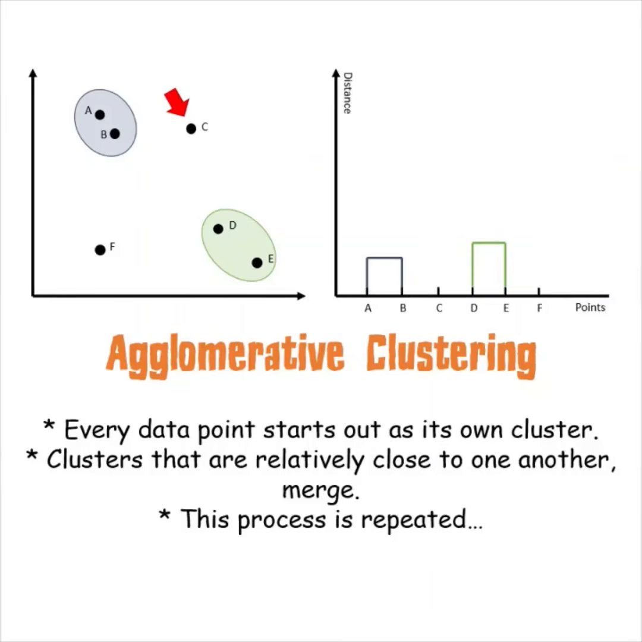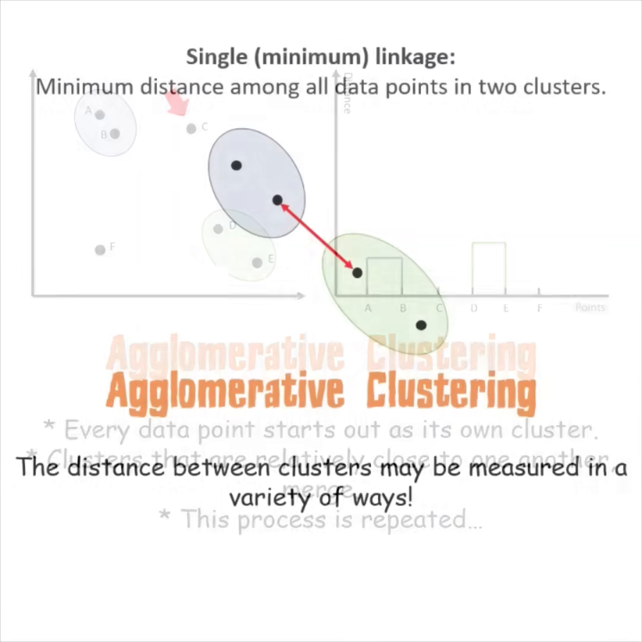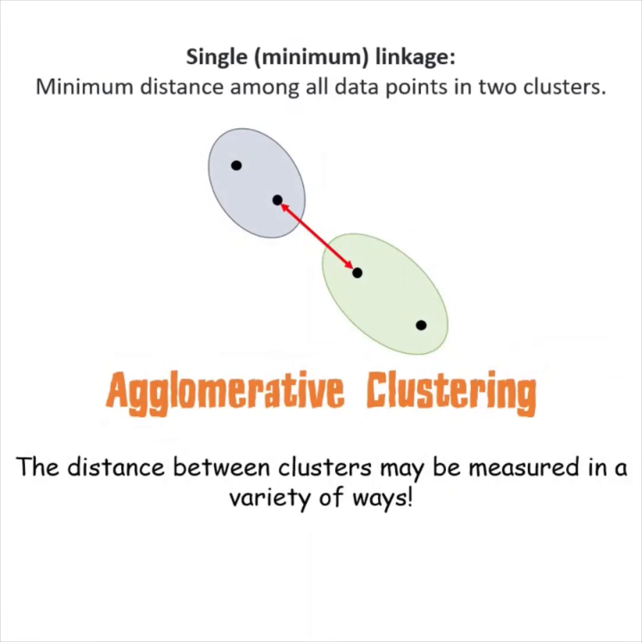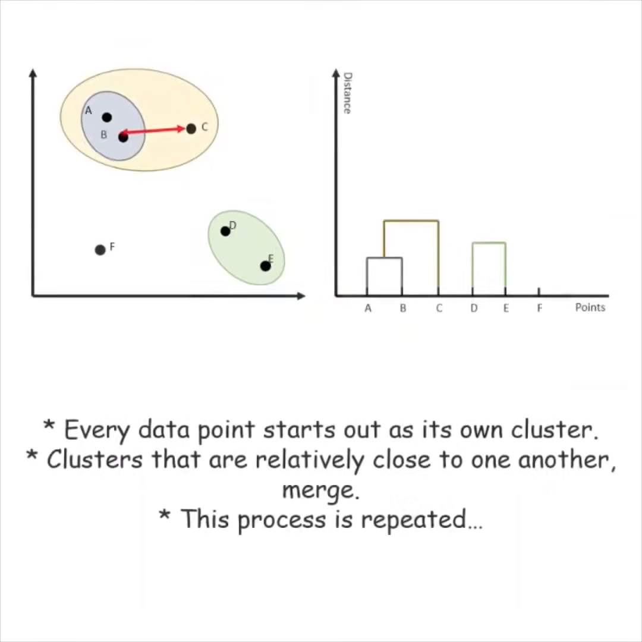There are many ways of measuring the distance between the clusters, the most notable of which being minimum, maximum, average, and worst linkages. The distance between two clusters in a single or minimum linkage is the shortest distance between all data points in the two clusters. Assume that we are using minimum linkage, in which case A, B, and C form a cluster.